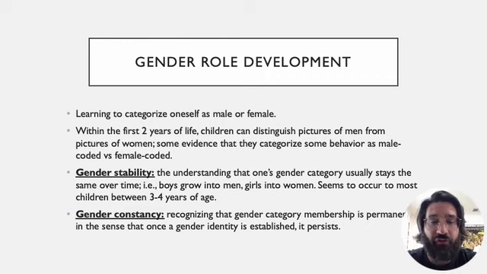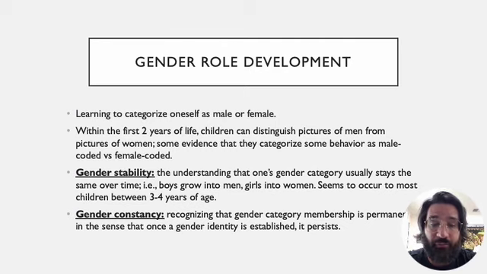Within the first 2 years of life, children do seem to be able to distinguish pictures of men from pictures of women. There's some evidence that they categorize some behavior as male coded or female coded. And a lot of that is going to be based on socialization practices, right? So what does a young child observe in its environment about what it means to be male or female? And this is how we start to learn some of that through socialization.